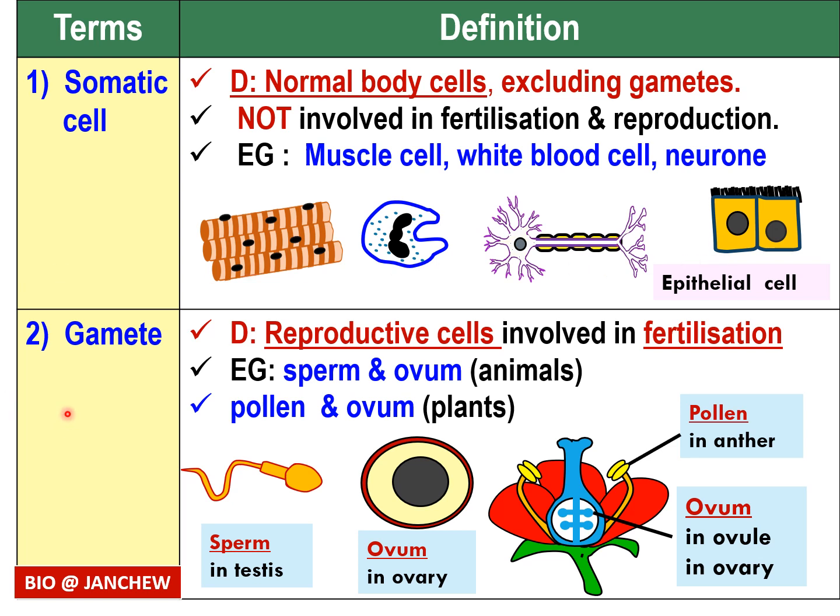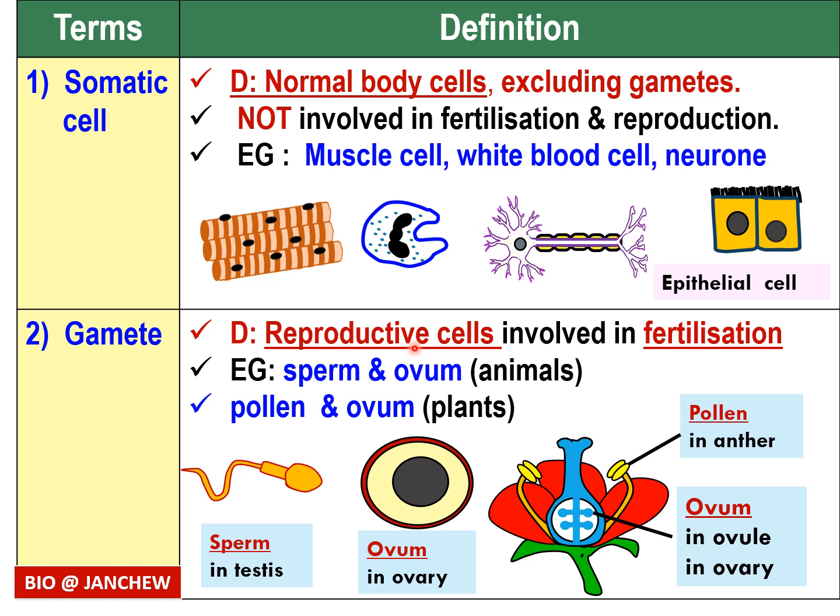Then in the body of humans, we refer to human beings. In the body of human beings, other than somatic cells, there are gametes, which form a small percentage only of all the cells in the body, okay? So gametes are reproductive cells involved in fertilization. So for human beings, they reproduce through sexual reproduction. And for sexual reproduction, gametes are needed.